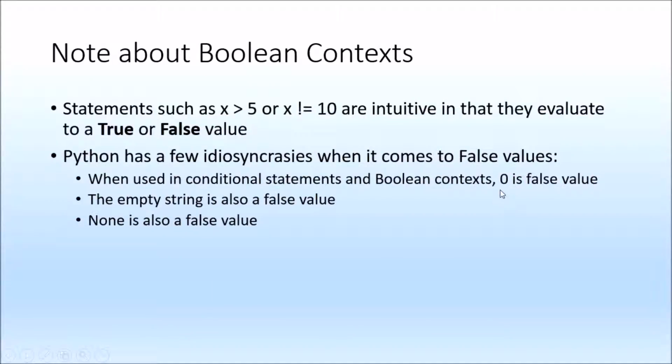So one last thing I want to note about Boolean context, there is a little bit of an idiosyncrasy in that statements such as x is greater than 5, x does not equal 10, they're pretty intuitive in that they evaluate to a true or false value, but Python has this weird thing where, in Boolean context, 0 is actually a false value. I'll show you examples of this later, but if you put if 0, it's going to be if false, basically. And then the empty string is also similar to this, and None is also a false value. So be aware of this. I'll do some examples of this, but I just want you guys to know that this is a thing.